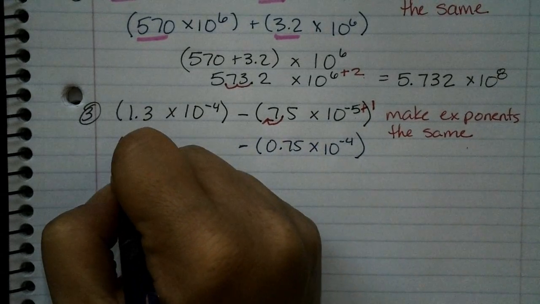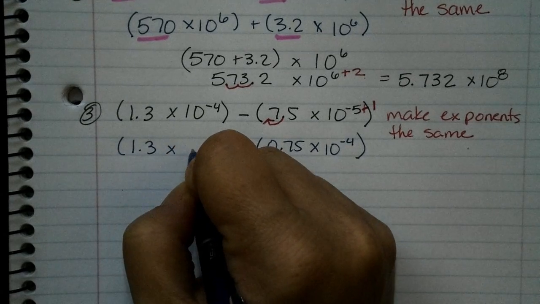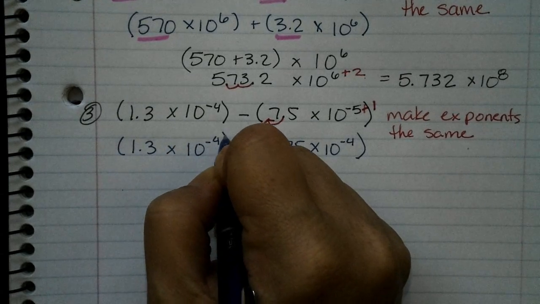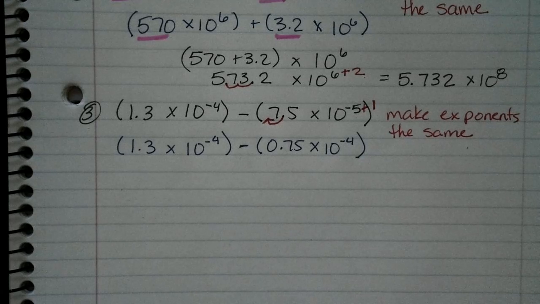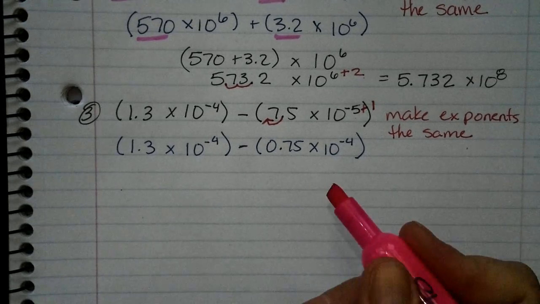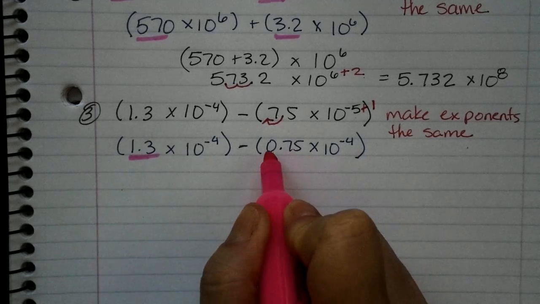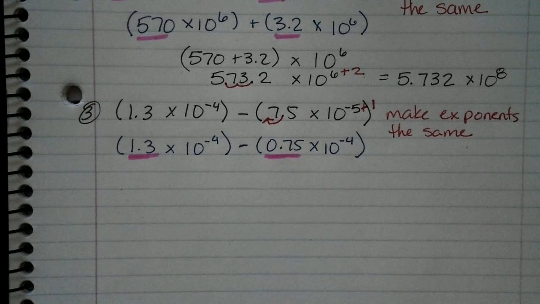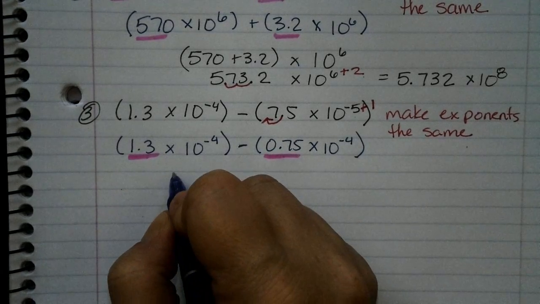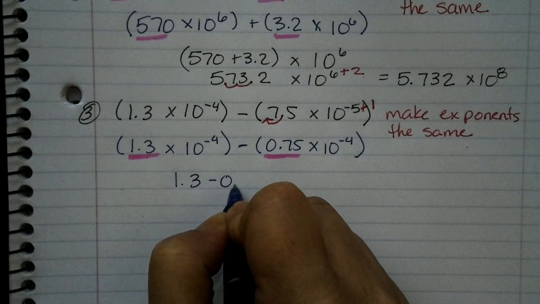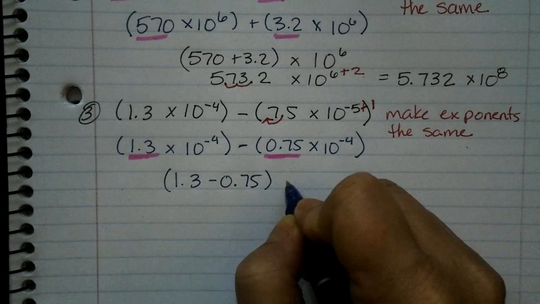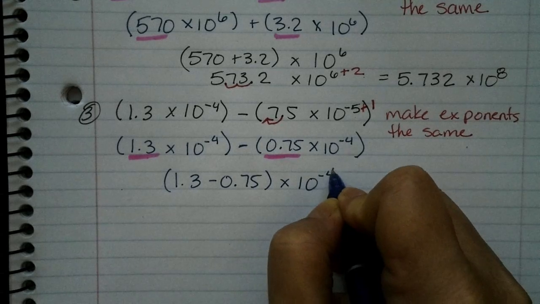And I'm going to subtract that from 1.3 times 10 to the -4th power, because I didn't mess with the first one. I don't need to change anything. So now that we have the exponent and the powers the same, we just simply need to subtract those two numbers. So I'm saying 1.3 minus 0.75, and it's going to be times 10 to the -4th power.